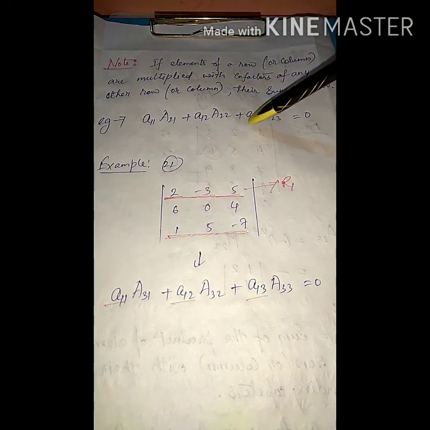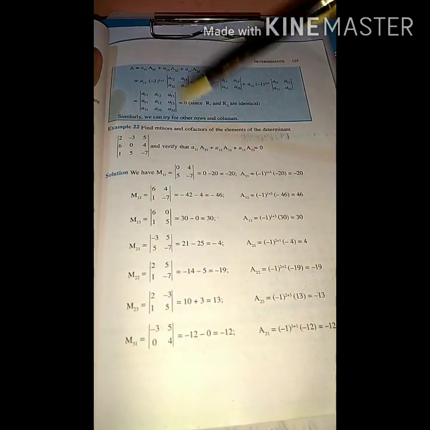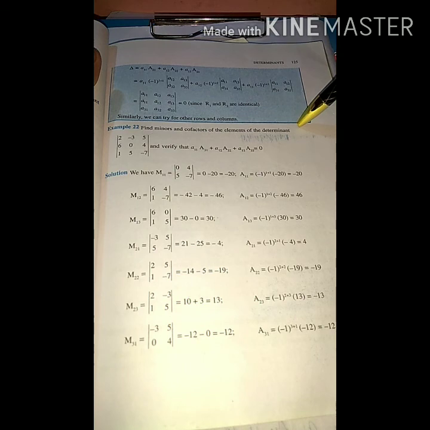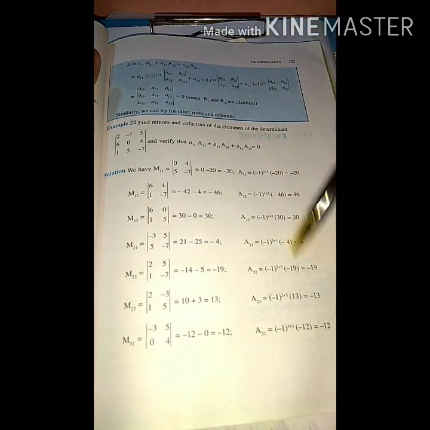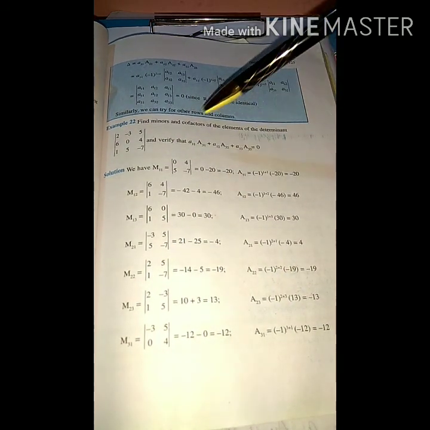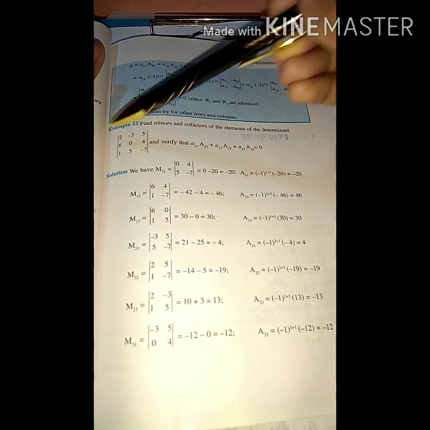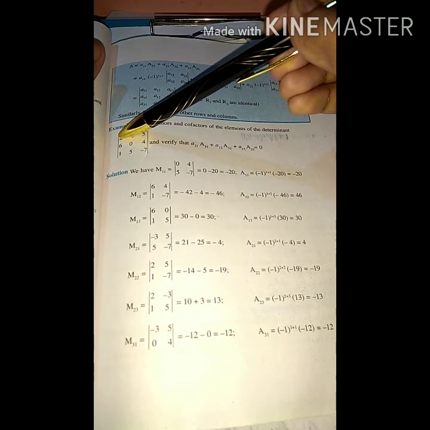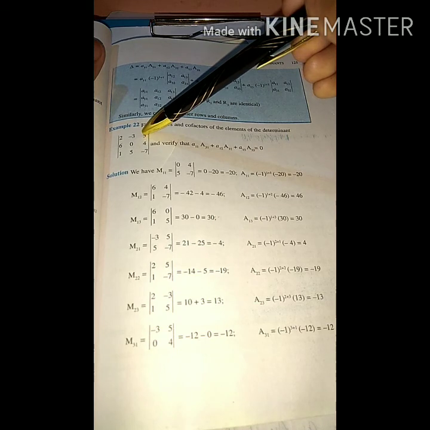For example, let's see one more example. If you see this example, it is given like this: find minors and cofactors of the elements. Easily we can find out the minors first, and then the cofactors also, and then verify this result. So verify A11. A11 means which element? Small letter a11 means 2, a12 means minus 3, a13 means 5, is it not?